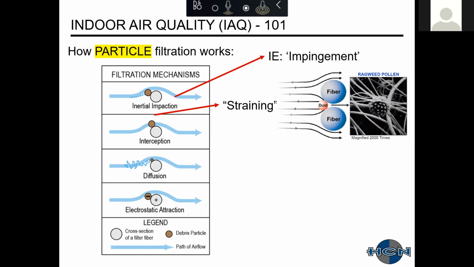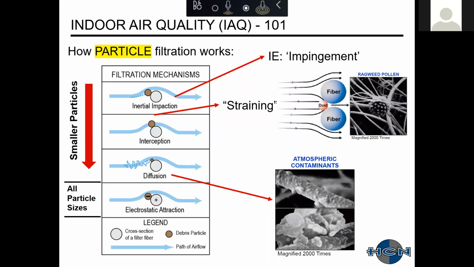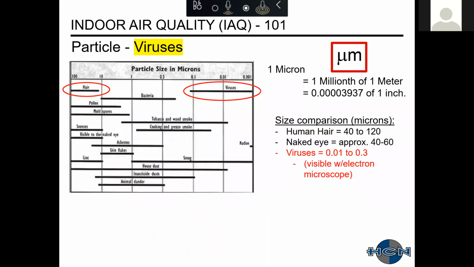Diffusion is for very small particles where they travel back and forth and bounce off other very small particles and then eventually get stuck on a filter. And then electrostatic, everybody should be familiar with this, is just the attraction of positive and negative particles. There's a picture of just diffusion. And then just in general, the smaller particles are trapped mostly by diffusion, larger particles by impingement or inertial impaction, and then the electrostatic attraction is basically for all particle sizes.